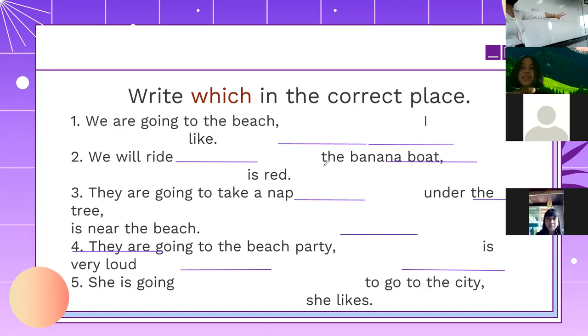Okay, so the second blank. So we will write banana boat, which is red. Okay, good job. Did you understand? So which one? Titan banana boat.